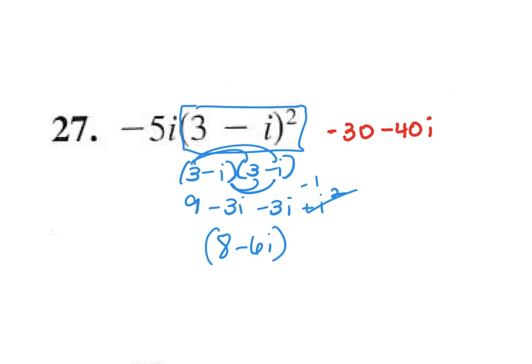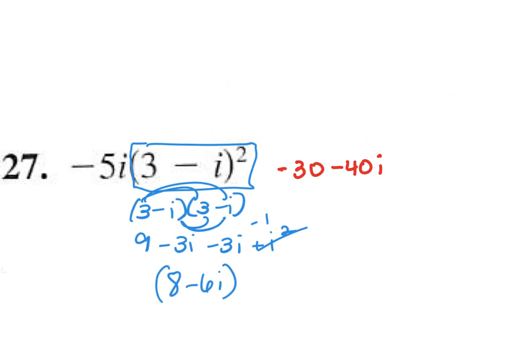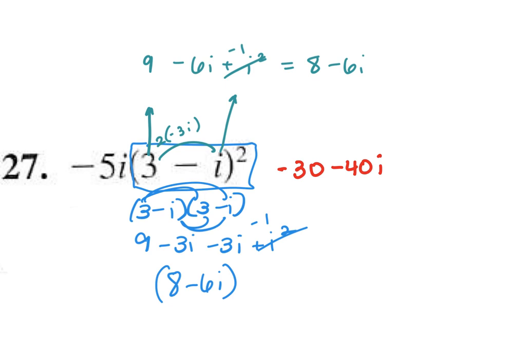If you had done the shortcut on it, then you square the first term, square the second term, double the product. So negative 3i times 2 would be negative 6i. And that i squared becomes a negative 1, and you still get 8 minus 6i. So if you do the shortcut, it looks like that, same answer.